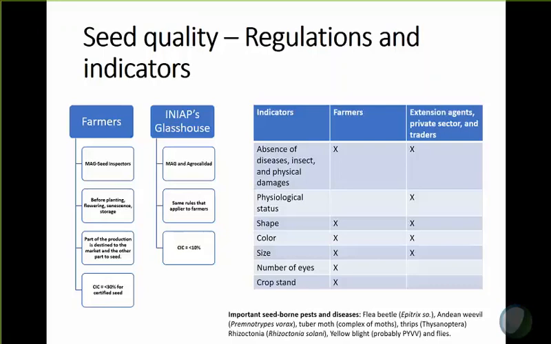Important seedborne pests and diseases that have been found in the region have been flea beetle, Andean weevil, tuber moth, thrips, rhizoctonia, and something that farmers call yellow blight that probably is PYBB, and flies. Can we continue?